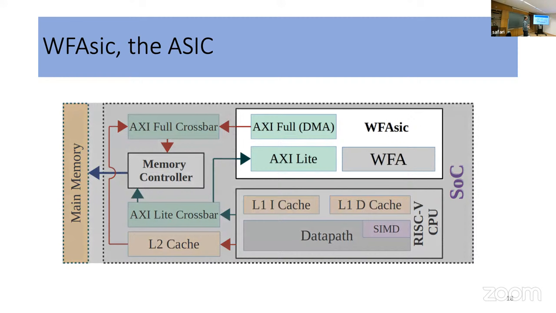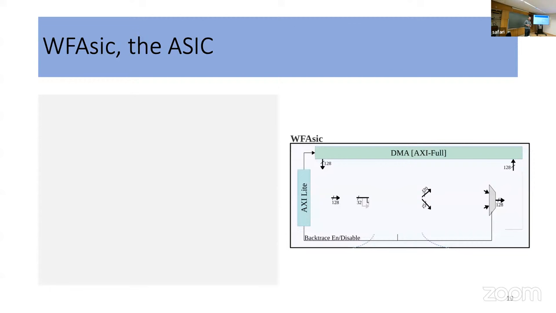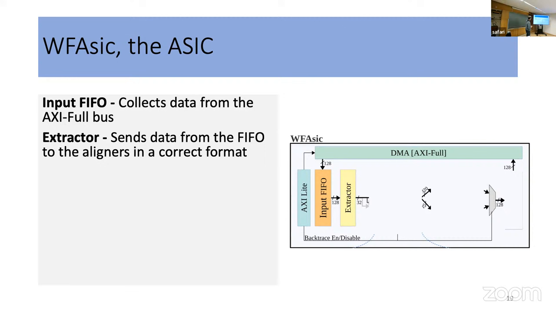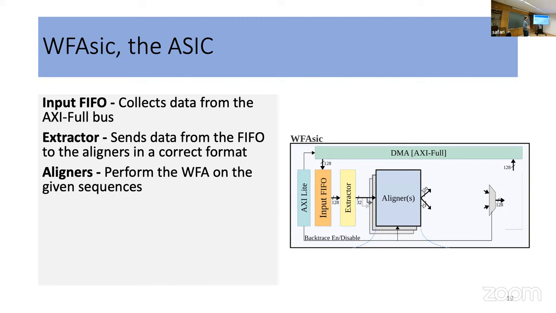Now we're going to take a deeper look into the ASIC itself. The ASIC consists of many different submodules. Firstly, the input FIFO, first in, first out, a simple queue, that collects data via the AXI full bus from main memory and sends it on to the extractor. The extractor collects the data and formats it in a way so that it can be later used by the aligners. The aligners are basically the main module. They perform the wavefront alignment algorithm on the given sequences.